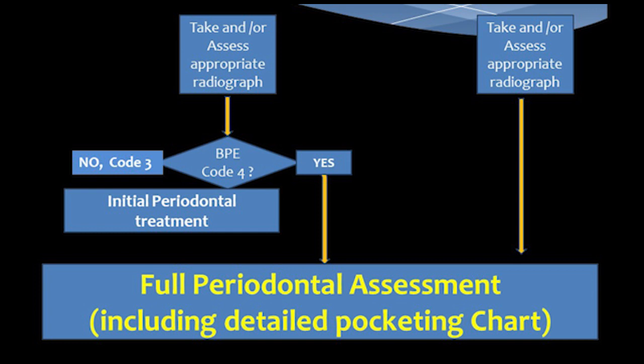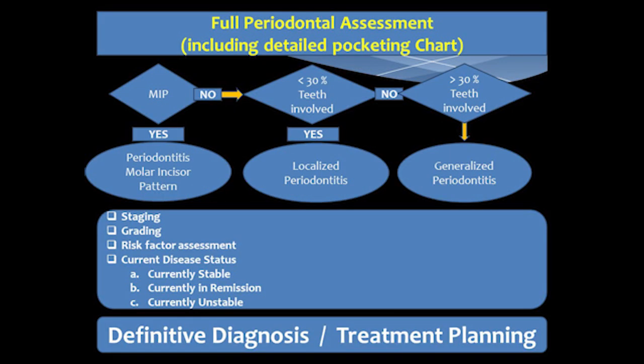Once we go for the full periodontal assessment, including the detailed pocketing chart, we will check what is going on. If there is a molar incisor pattern, and it is yes, we will consider this as periodontitis involving the molar incisor pattern. Then we will go for the staging, grading, risk factor assessment, and current disease status, whether the disease is currently stable, in remission, or currently unstable. Then we will go for the definitive diagnosis after this examination, and then we will plan our treatment.